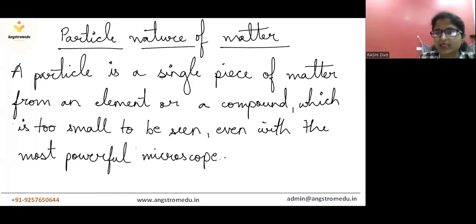So what is a particle? A particle is a single piece of matter from an element or a compound which is too small to be seen with the naked eye. It is so small that it is very difficult to see them even with the powerful microscopes that you have in your school science lab. Now, particles can be atoms, molecules, or ions.